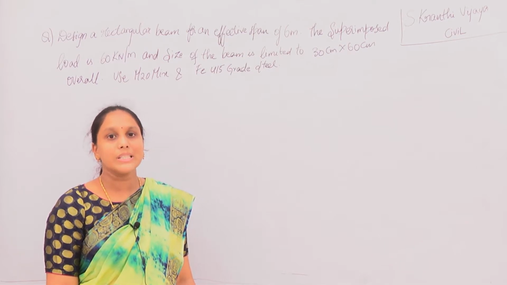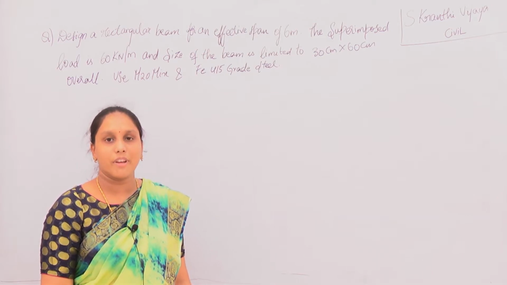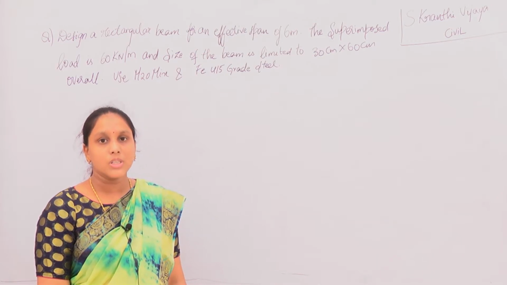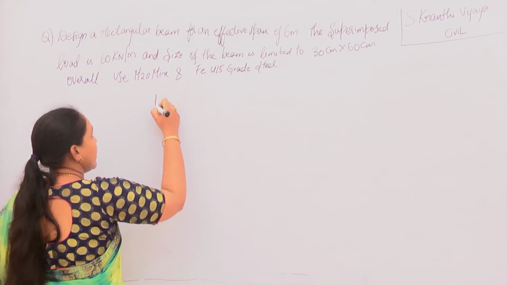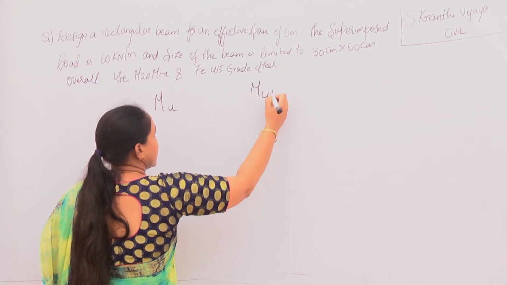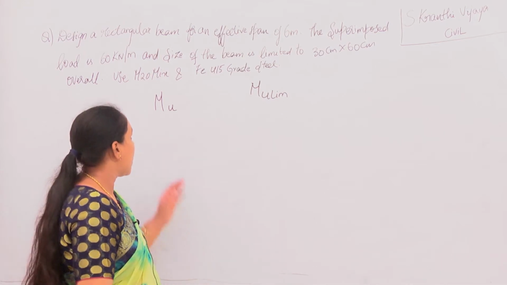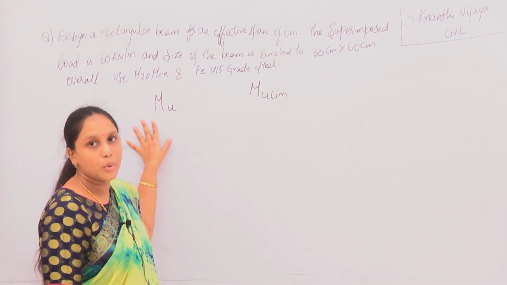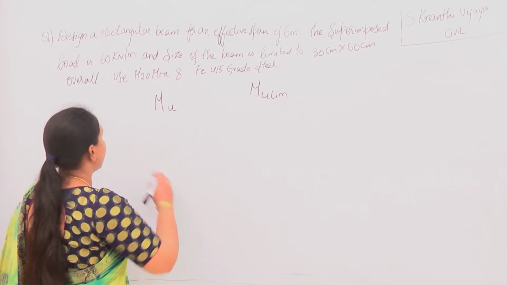So if Mu is greater than the Mu limit, then you have to go for the design of a doubly reinforced beam. So first, what are the things you have to find out here? We have to find out the Mu as well as the Mu limit. So first we'll find out Mu. So how will we find out the maximum moment?